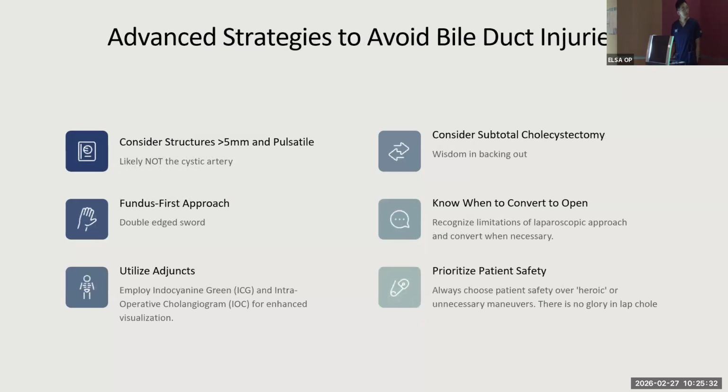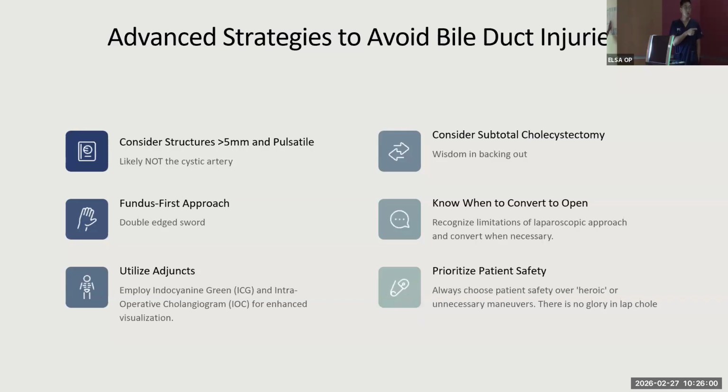So I mentioned about the fundus first approach, it's something that we always talk about. It's a double-edged sword. It can be employed, but the caveat is if you do not know where the gallbladder ends, it will not help you with improving the safety of the surgery, because if you have no end point, you do fundus first, go down, down, down, and if you don't know where it ends, you just go straight to the CBD.